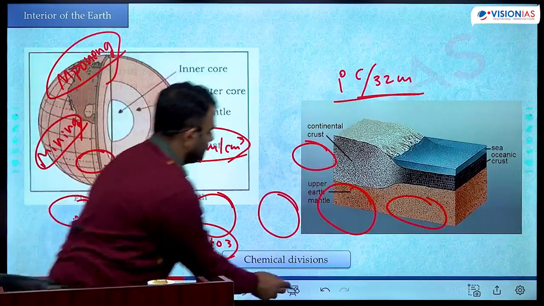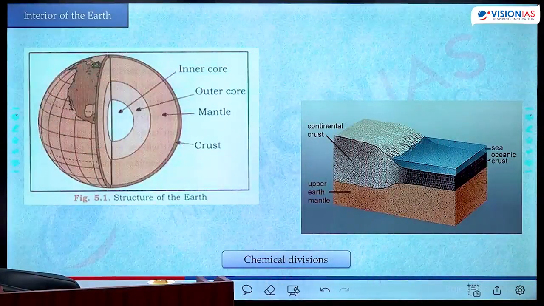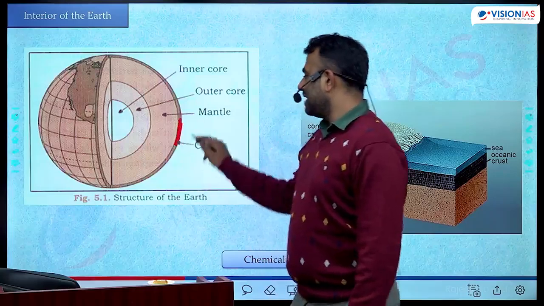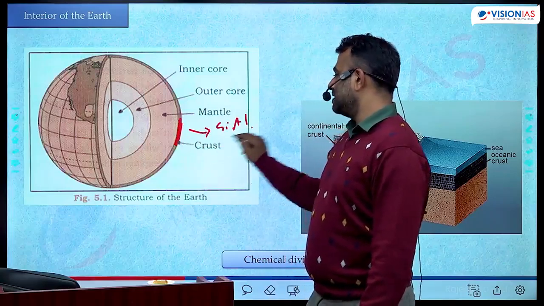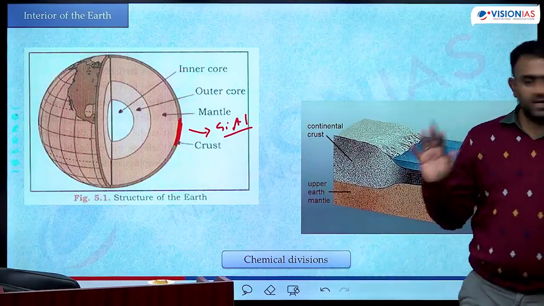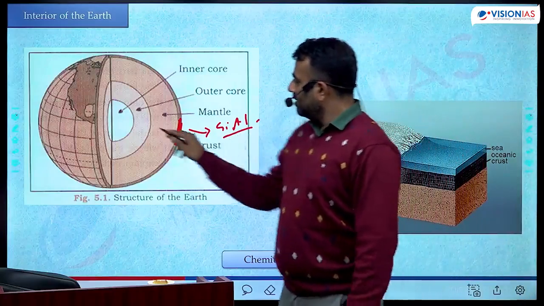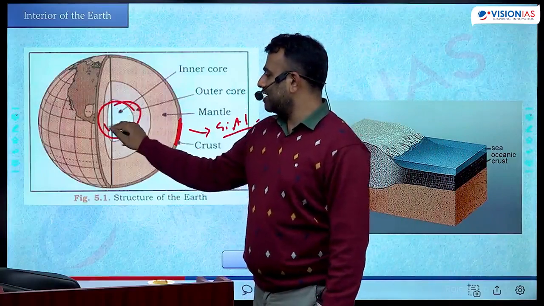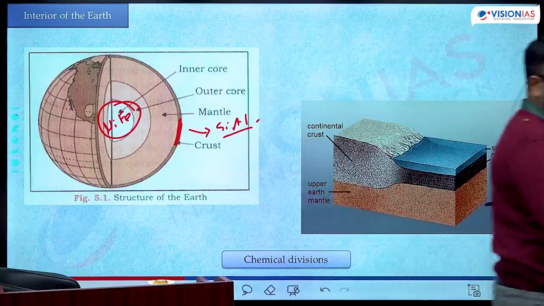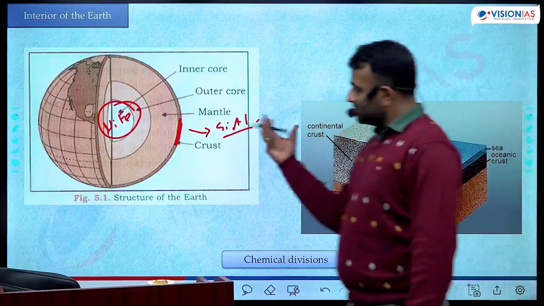Based on this, we have divided the earth chemically. Chemical divisions include crust, mantle and core. Crust is the outermost layer, made up of very light elements like silica, aluminum, sodium, calcium, etc. Those are all lighter elements. Core is the innermost part, made up of heavier elements like nickel and iron. Remember, crust, mantle, core is a chemical division, not a physical division. It is based on the chemical composition.